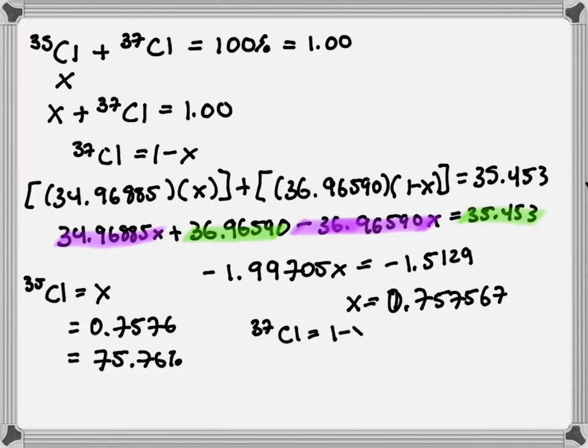Okay? And my chlorine 37 was 1 minus X, okay? Or 100% minus. So if I do 1 minus my 0.7576, I'm going to get 0.2424, which works out to 24.24%. And if you remember the example that we did on chlorine a couple videos ago, that was our percent distribution for chlorine.